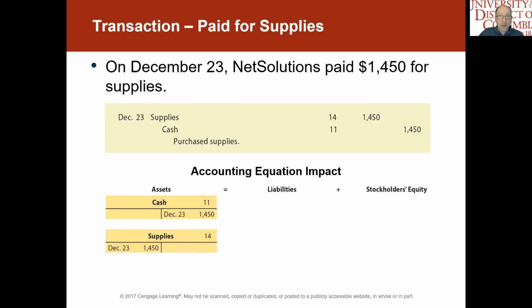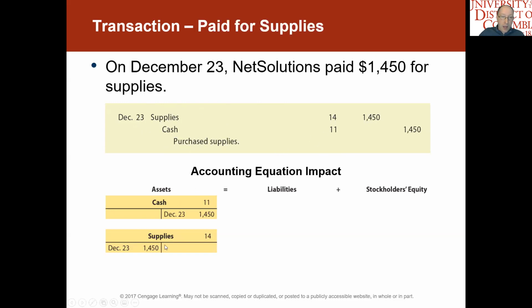The next transaction, I'm paying for supplies. So I'm paying cash for supplies that I'm purchasing on December 23rd for $1,450. I increase my supplies or my inventory account by $1,450. I decrease my cash by $1,450 to represent purchase supplies on December 23rd. Here are the account numbers.